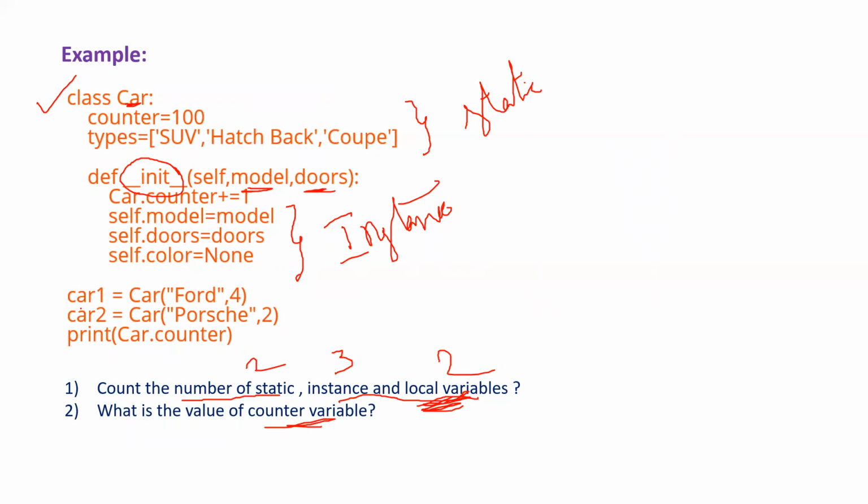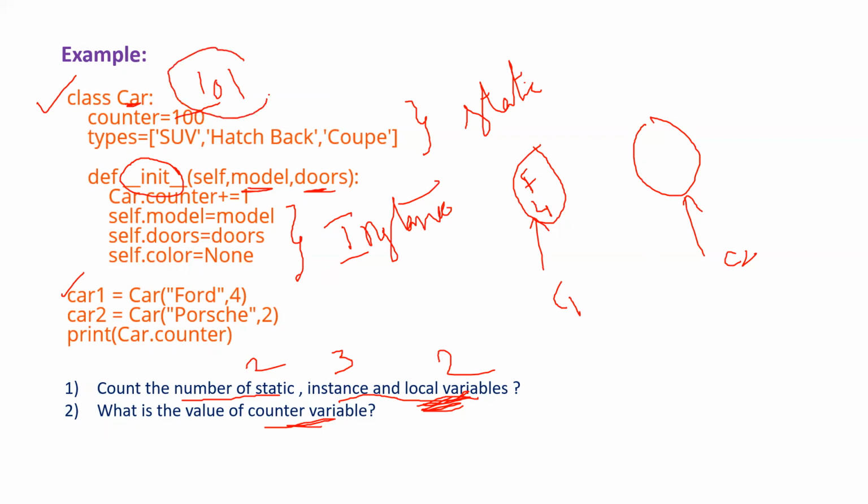Observe this code. First time I created the object car1 equal to Car. This is car1, which is having the values of Ford and the number of wheels as 4, model and doors as 4. Now see this car2. This is going to be car2. Whenever I executed this line, Car.counter += 1, which means the counter value will be updated to 101. It is a static variable, right? So it is applicable to all the objects.